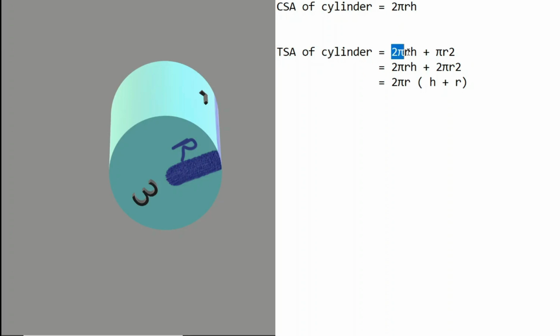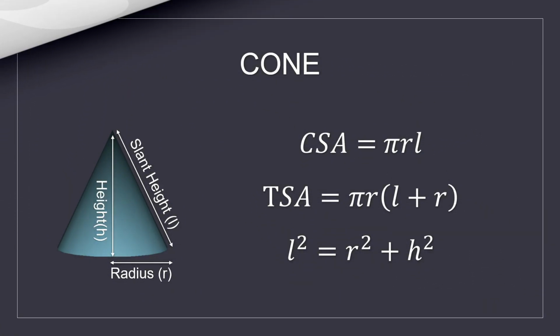So in the case where one part is closed and one part is open, this will be the formula, when both parts are closed we have this formula, and when both parts are open we have this formula. Okay, so our next three-dimensional shape is the cone.